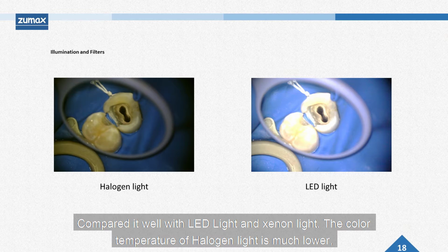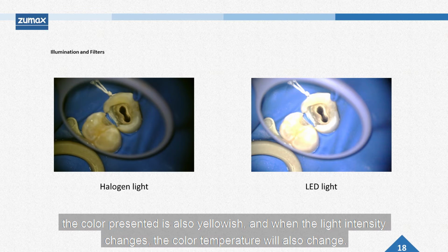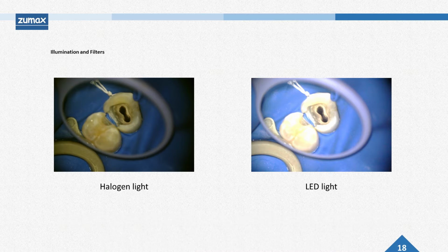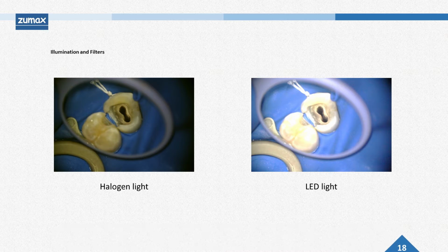Compared with LED light and xenon light, the color temperature of halogen light is much lower. The color presented is also yellowish, and when the light intensity changes, the color temperature will also change. And the service life is also one of the disadvantages, about 50 hours.